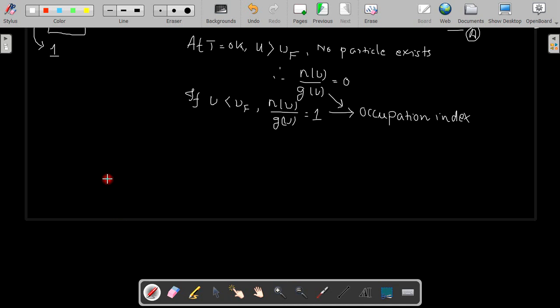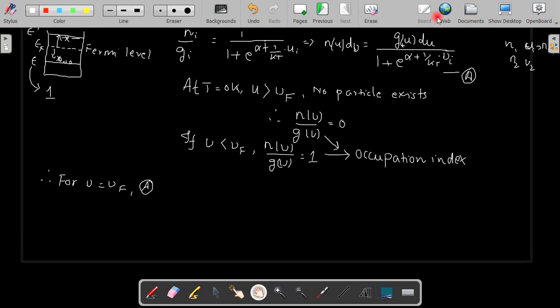At the same time, if u is equal to uf, then also we know that there will be electrons at the Fermi level, so there also this occupation index will be 1, okay. So for u equal to uf, that means we are talking about the exact Fermi level, this expression A, Nu by Gu, we can take it here. We know that will actually become equal to 1, so you can check it.